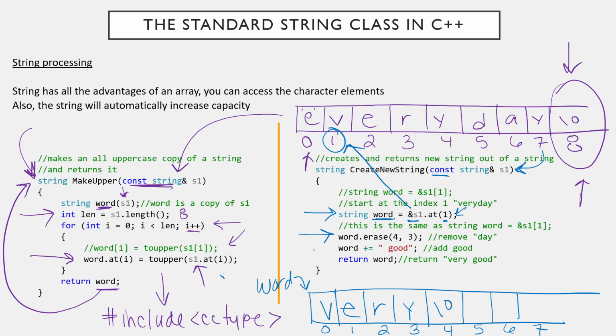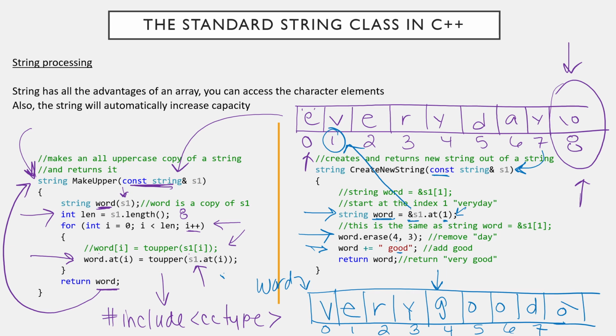Now we want to take our word and we want to add the word good to it. So because we used the erase function, the null character is here. So now it's going to add the word good on here. G-O-O-D, and add the null character here.